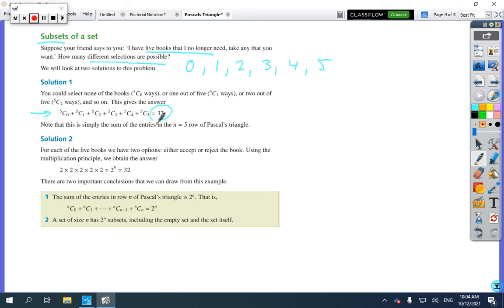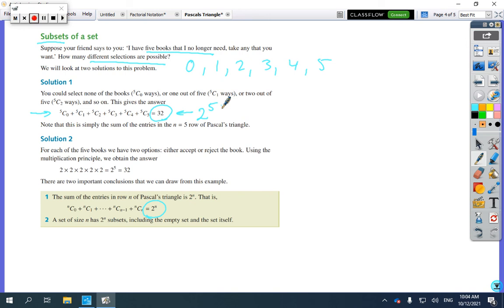Now this is really one of the great patterns. This number 32 can be found because the sum of all the numbers in a row of Pascal's triangle is always equal to 2 to the n. So if we had the 5th line, then the sum of the numbers in the 5th line must add to 32.